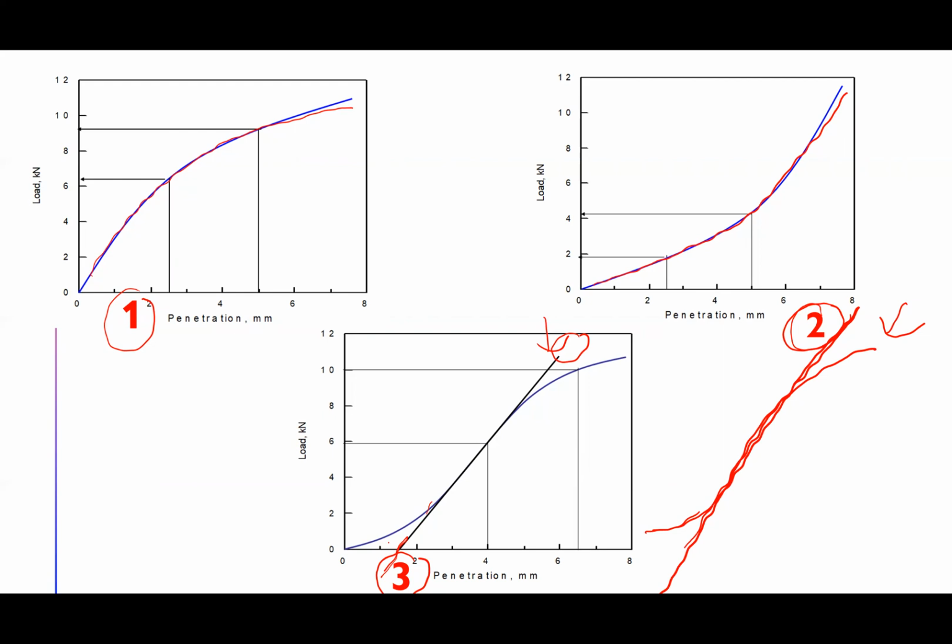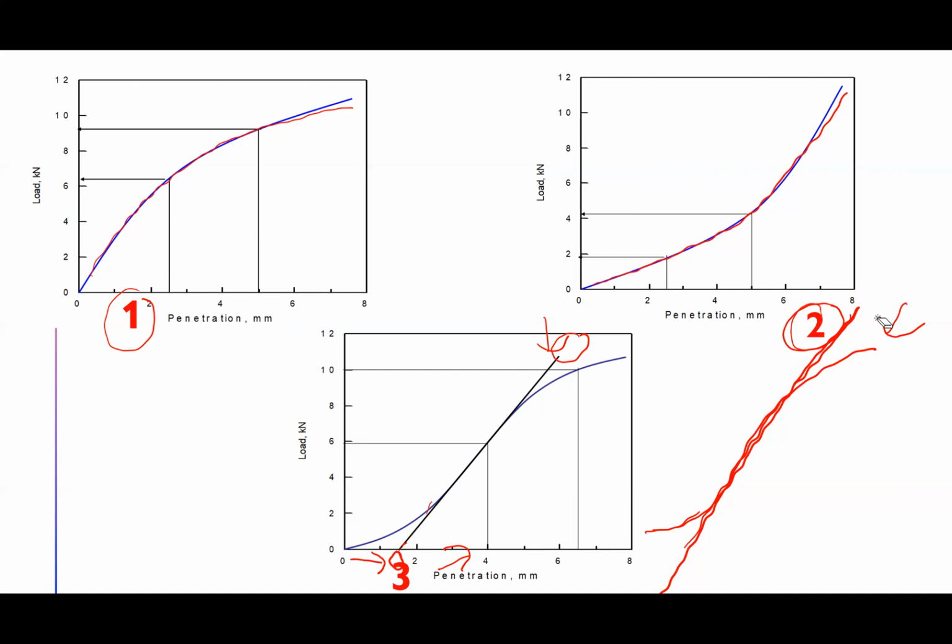the zero here will move to where the tangent line touches the x-axis. The value 0 for your x-axis will start from here. So for this type number 3, you need to do this correction. If you have number 1 and number 2, no problem, you don't have to do any correction.